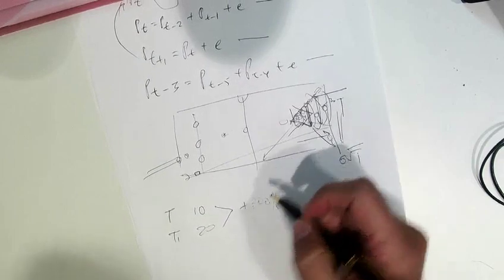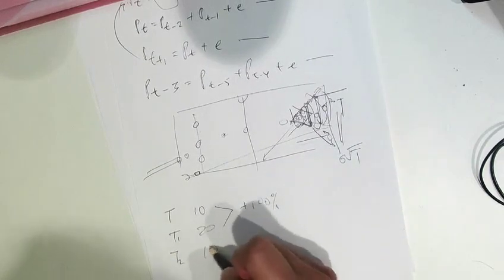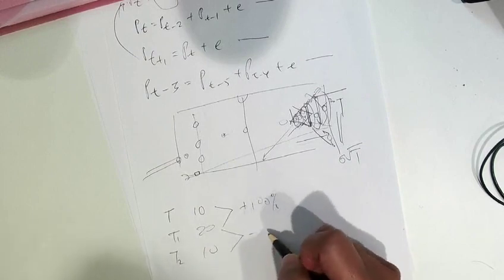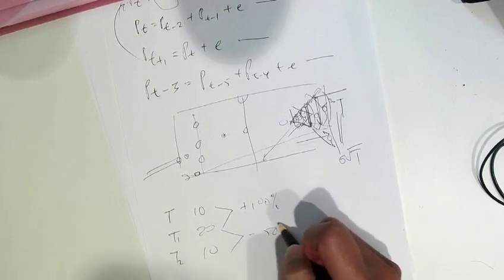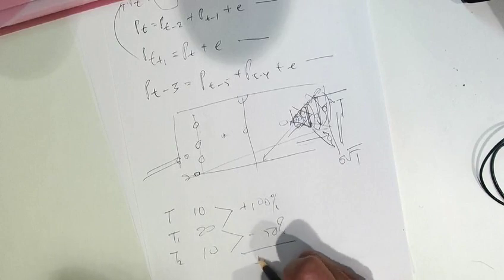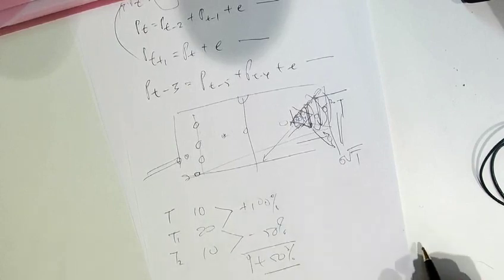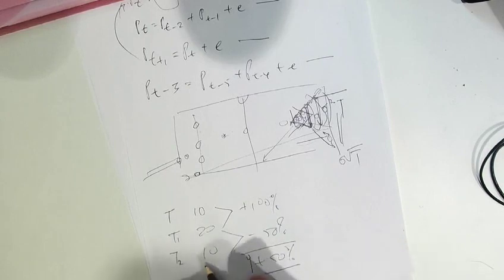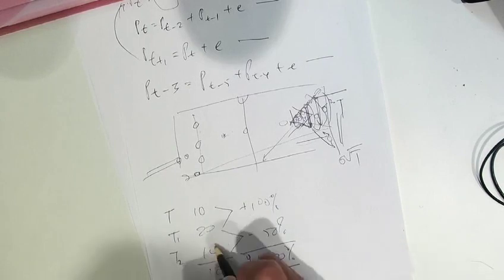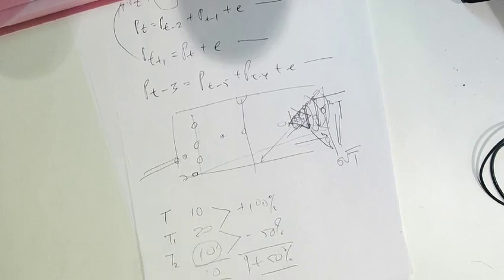100%. So in T2, let's say you're back to 10. How much have you lost? 50%. So you're actually still up by 50%, right? But it's not true, right? Because you're back to status quo.